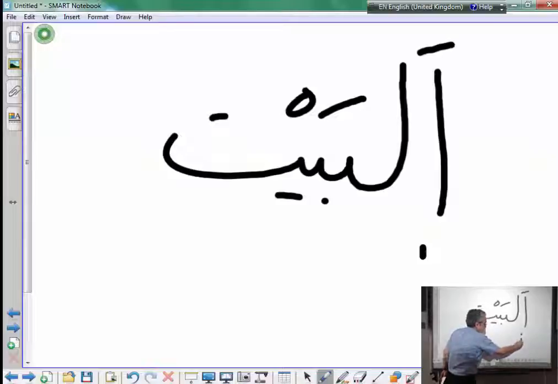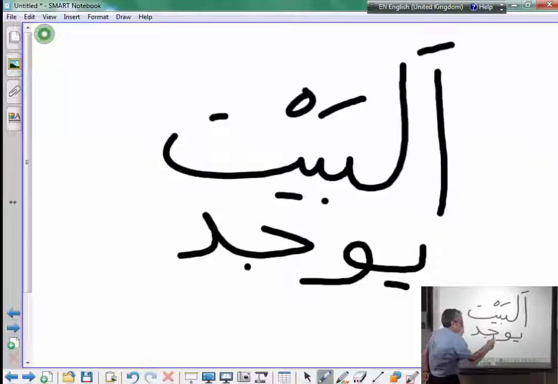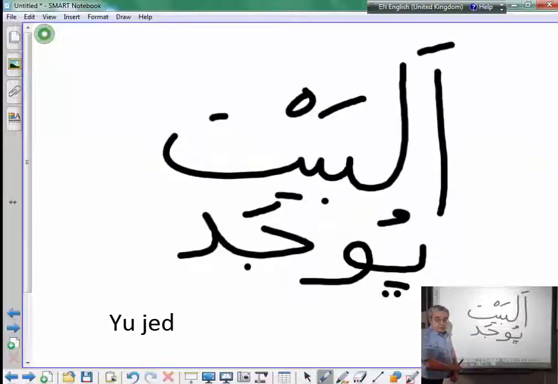Let us take this word. How do I read this word? Here, instead of 2 dots, I put a small stroke, a horizontal one, to indicate the 2 dots. So that would be you-jed.